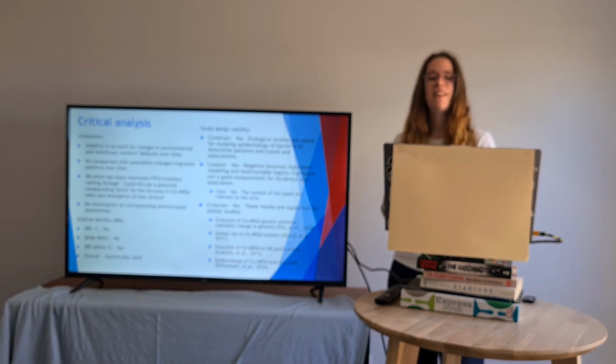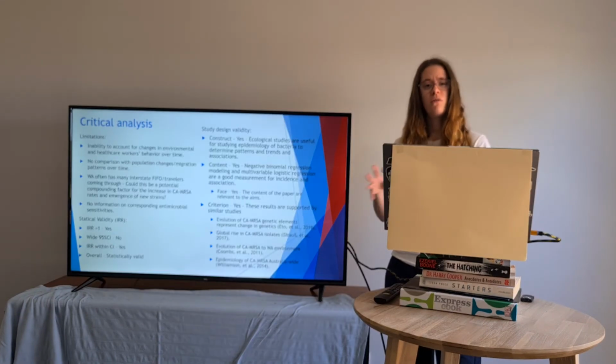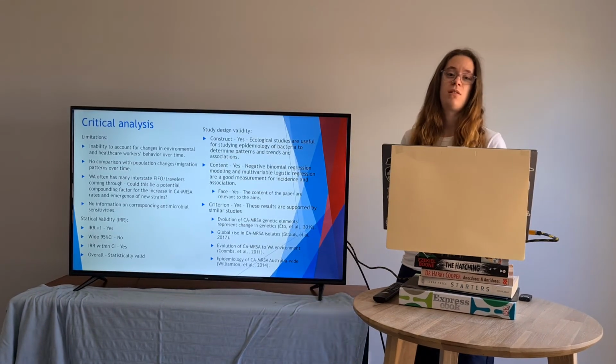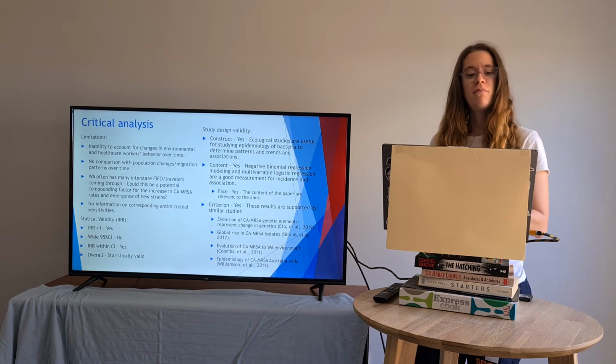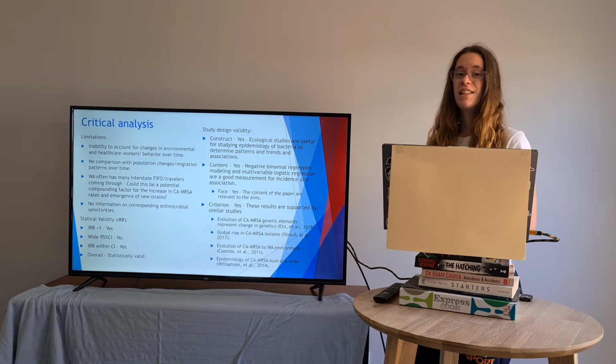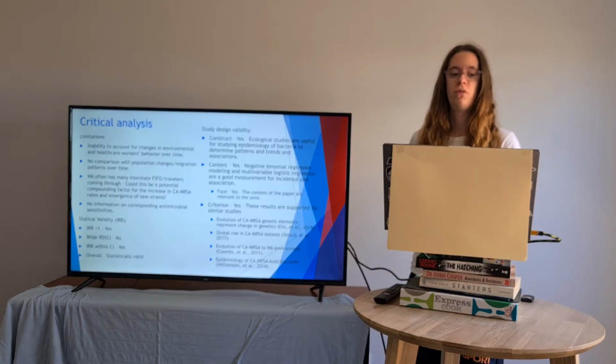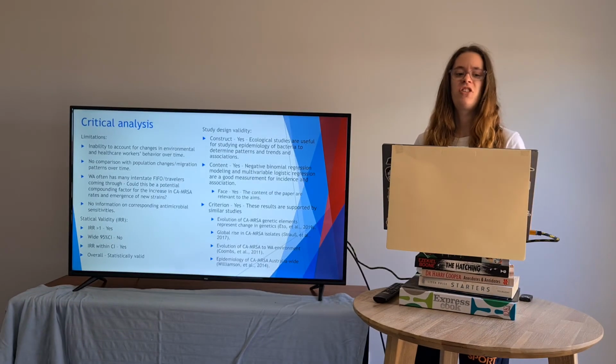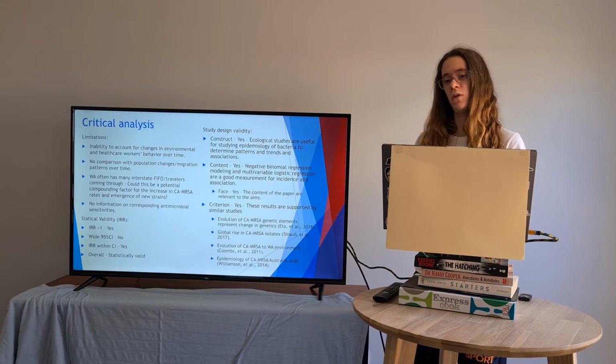From a critical analysis perspective, there were a few limitations identified within this study. Firstly, the inability to account for changes in environmental and healthcare workers' behaviour over time. How this would be done, I'm personally not entirely sure, but it would definitely involve a large amount of confounding or association modelling.